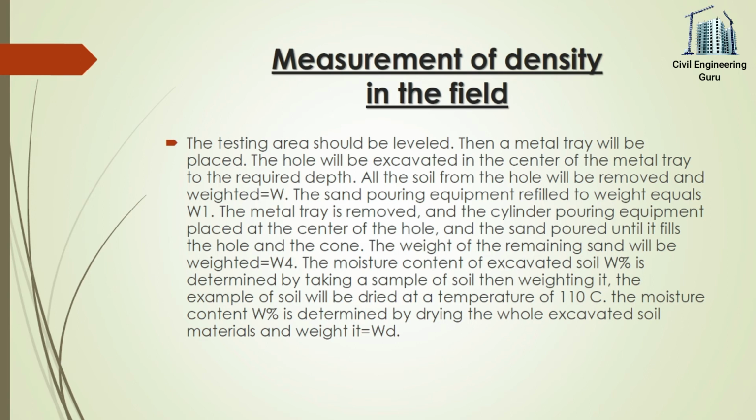The sand pouring equipment is refilled to weight equal to W1. The metal tray is removed and the cylinder pouring equipment is placed at the center of the hole, and the sand is poured until it fills the hole and the cone. The weight of the remaining sand will be weighed as W4.